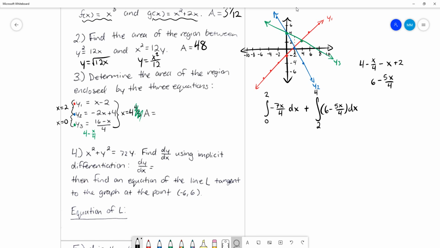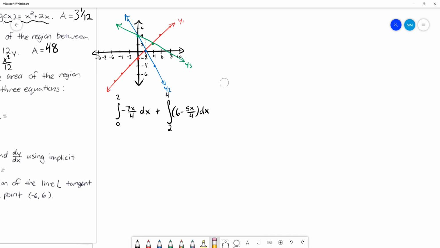Okay, and now we integrate. So all of this now, undoing that, that's going to be -7/4 times 1/2 x squared, so it's going to be -7/8 x squared from 0 to 2, plus, that's going to be 6x minus 5/8 x squared from 2 to 4.